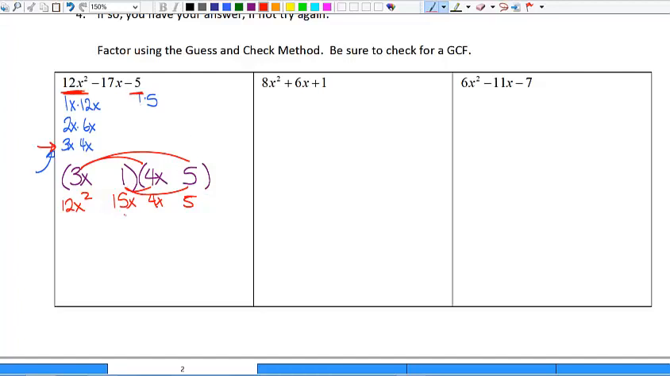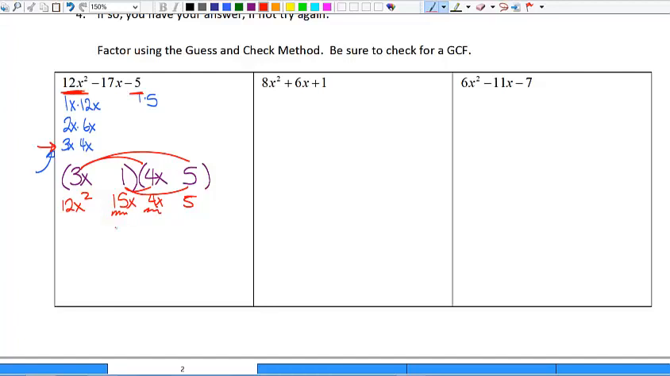What are the two that are a little bit surprising? It's the 15 and the 4. Those are the two that we're really concerned about, so that they add up to negative 17. With any positives and negatives, can I combine 15x and 4x to mean negative 17? Well, I don't think so. There's no way those are going to add up to negative 17. I guessed, I checked, and it didn't work.